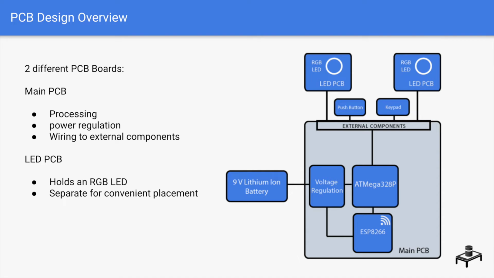For our PCB design, we chose to create 2 separate PCBs. Our main PCB houses the essential components, including the microcontroller and the Wi-Fi module. It contains the voltage regulation along with a connection to the 9-volt lithium battery. It also contains connections to external components as well as the 2 LED PCBs.